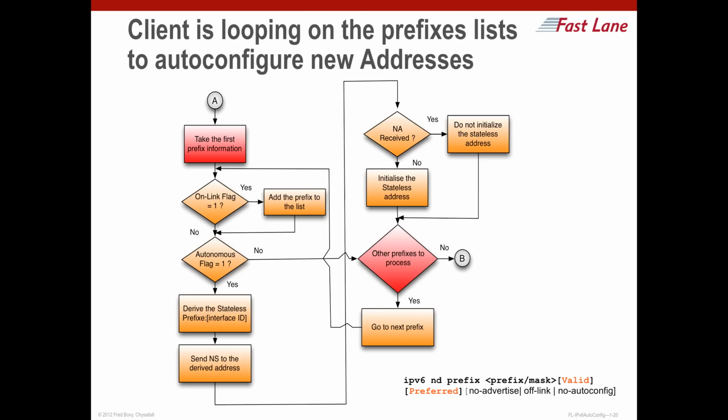So please note that if the link local is duplicate, the interface is disabled. This is not the case here. If the address is a duplicate, the address is not initialized, and that's it. And we loop as long as we have prefixes, and we check each prefix the same way to verify if the prefix must be used to derive an address.